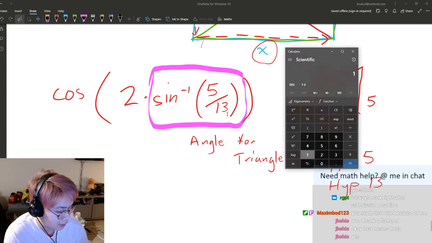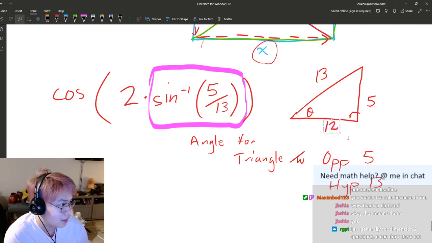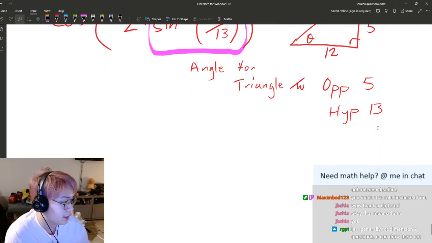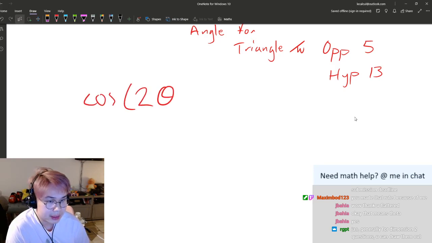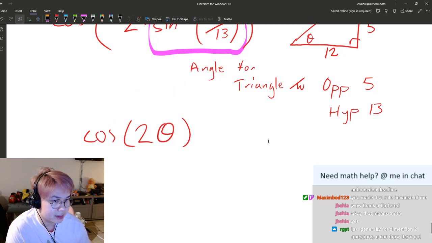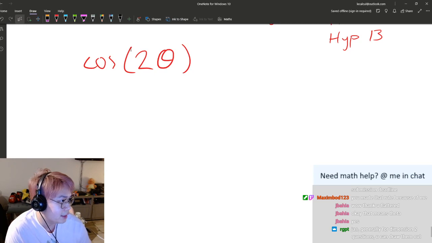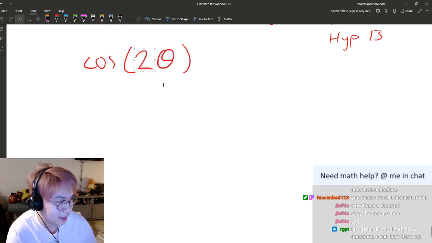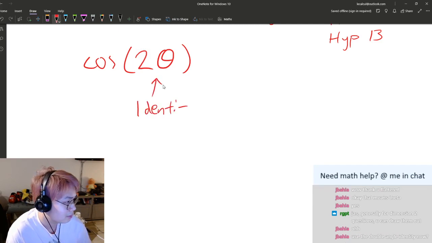But you can always just check yourself, right? 13 times 13 is 169. We're going to subtract 5 squared, which is 25, which is 144. So it should be 12. Okay, so let's examine what this question looks like now. It's cosine 2 theta, where theta is this angle that makes this triangle. Are you following so far? And what this 2 does, I know it's different than the first question you did because there's a 2, but this is just an identity.